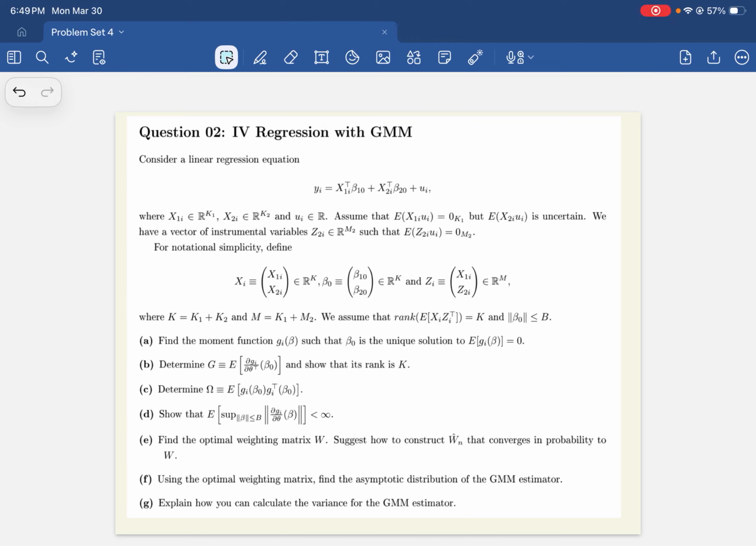Okay, this is the main content of this chapter. We are going to use the GMM for the instrumental variable regression model, and everything is standard, right? There's nothing much I'd like to say. We may just use simplified x, z, and beta, so it's exactly the same as what we learned in chapter 2.